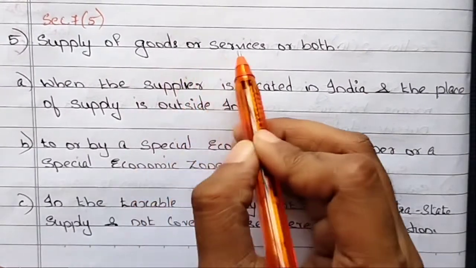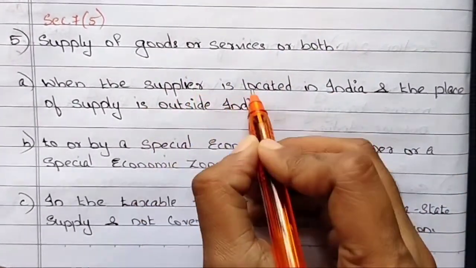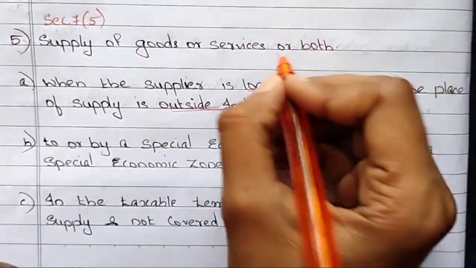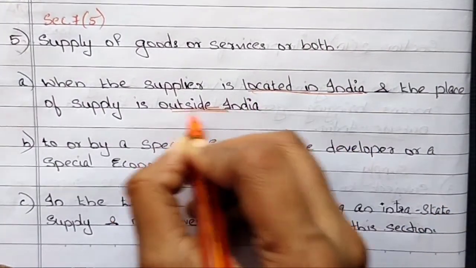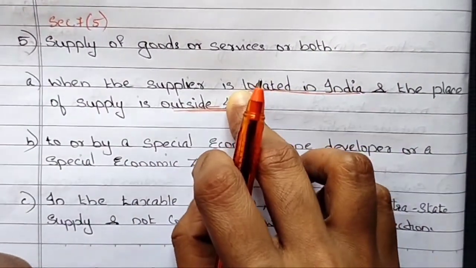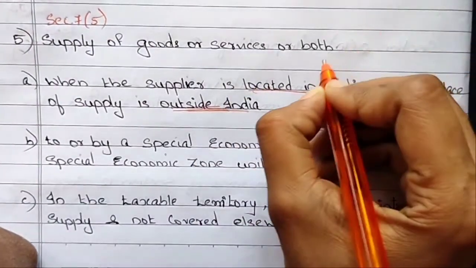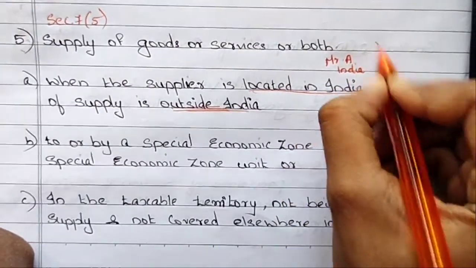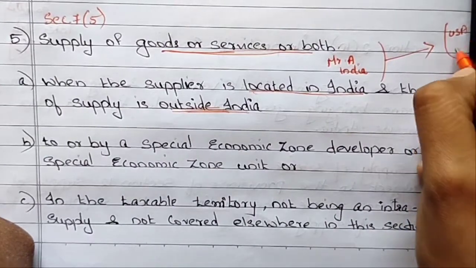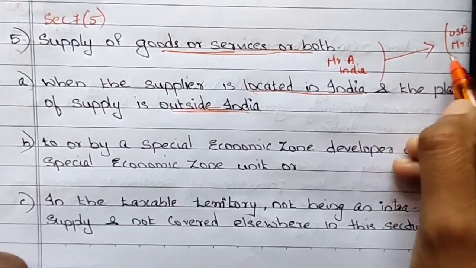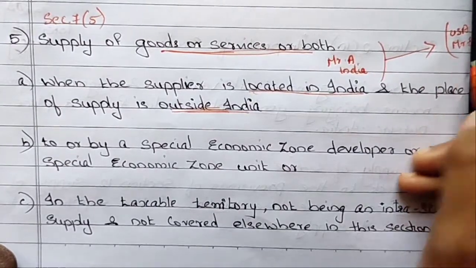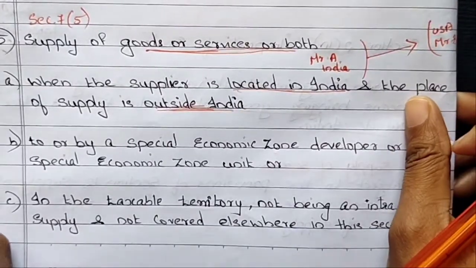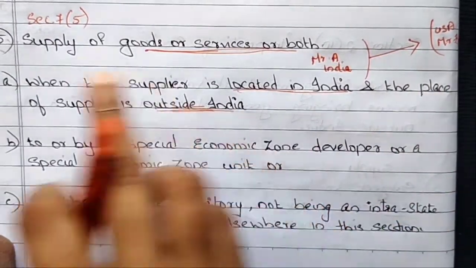goods or service or both when the supplier is located in India and the place of supply is outside India. So, if the supplier is located in India but the place of supply is outside India, then it is also considered as interstate supply. That means the supplier, Mr. A, is located in India, but he is providing the service in USA, to Mr. B in USA. So the place of supply is outside India and the supplier is in India. In such case also it is treated as interstate supply. So that is what section 7.5 says.